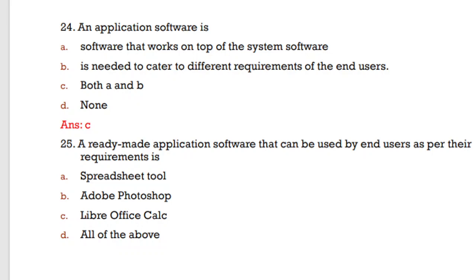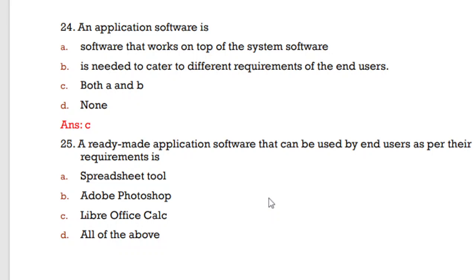A ready-made application software is one that can be used by end users as per their requirements. Application software itself is the extra software we use to fulfill the requirements of the user. So if I want to develop a document, I have to use application software like MS Office, Excel or Word. If I want to check something on Google Chrome, I need to have that application software and I have to download that web browser.